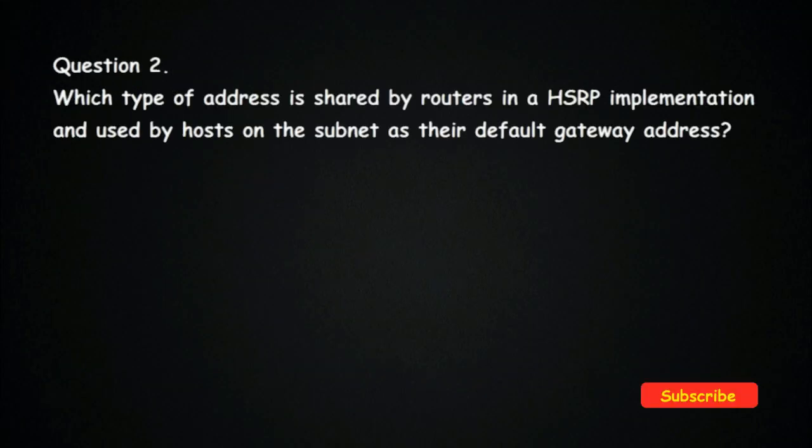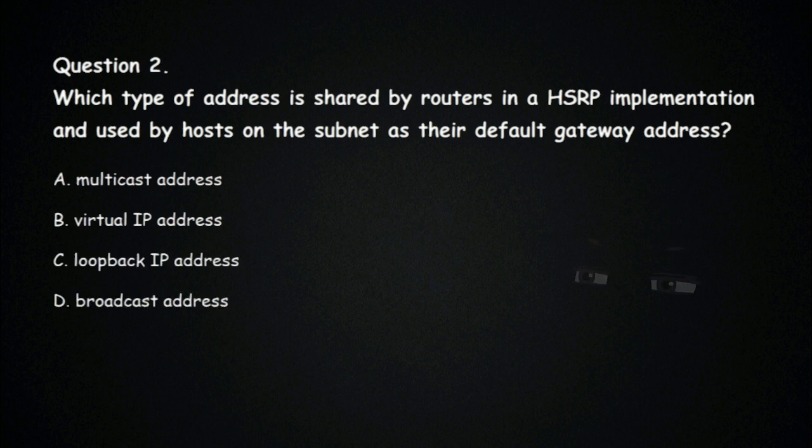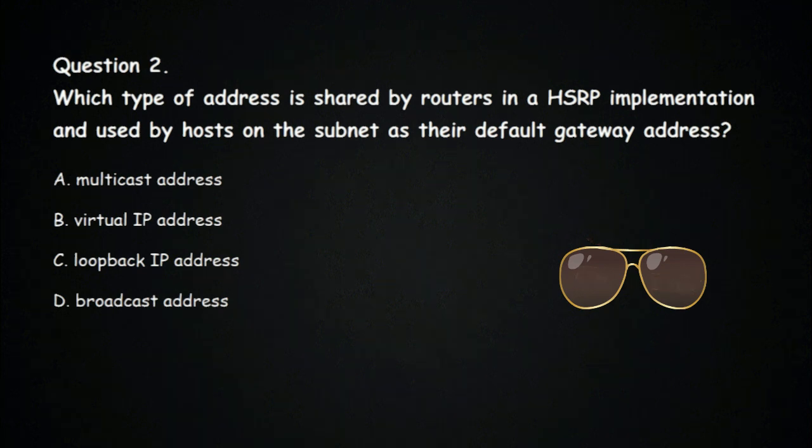Question 2. Which type of address is shared by routers in a HSRP implementation and used by hosts on the subnet as their default gateway address? Options. Answer is B. Virtual IP address.